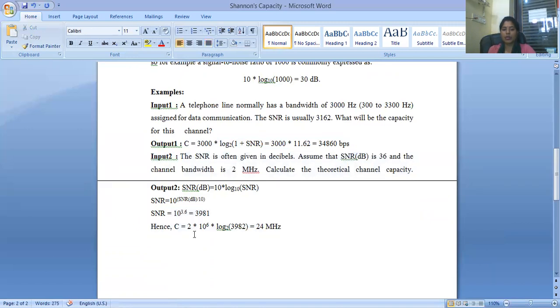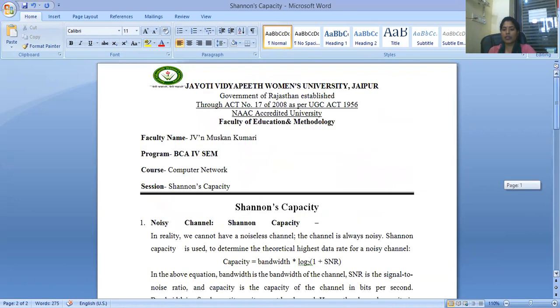Then you can calculate the channel's capacity. C equals the bandwidth, which is 2 megahertz, that is 2 into 10 to the power 6 for converting to hertz, into log 2 of 3981 plus 1, which is 3982. When we calculate this, it comes to 24 megahertz, clear? So the Shannon's capacity is this one. I hope you have well understood the Shannon's capacity.